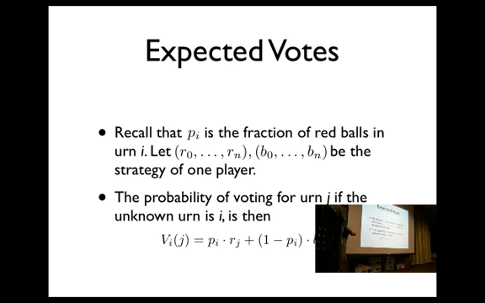It's just the probability that he picks a red ball, Pi, the red fraction of urn i, the unknown urn, times the probability that he will be voting for urn j if he picks a red ball. Plus, of course, the probability of picking a blue ball times the probability of voting for urn j if you pick a blue ball. So that's Bij, just the expected number of votes that a player will be giving to urn j if the unknown urn is i. And observe that, of course, if I change the unknown urn, if I change the Pi, then this expectation will change, because Rj and Bj will be different in general.